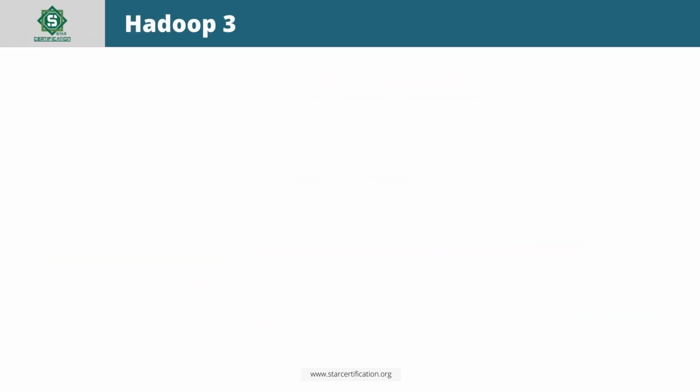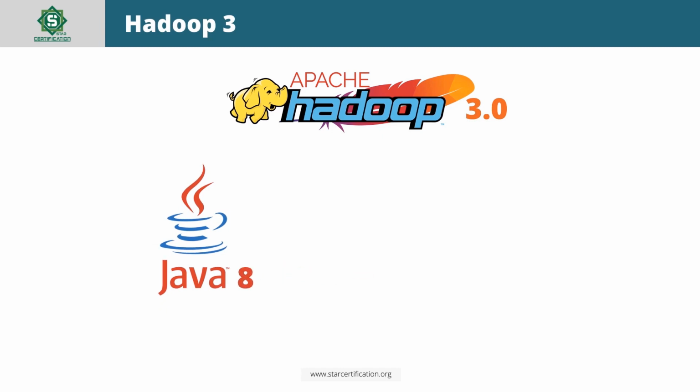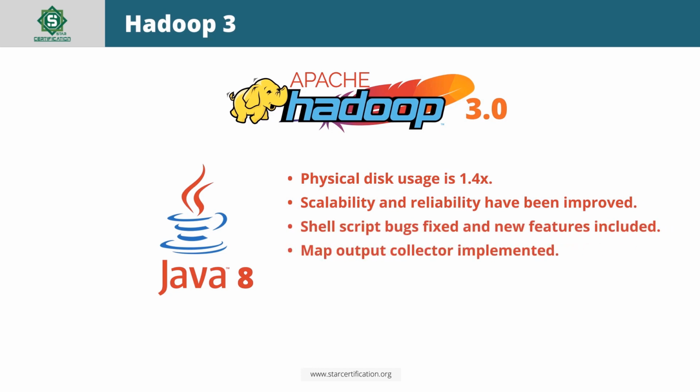Hadoop 3. The latest version of Hadoop is 3.0. The minimum version of Java required is Java 8. Physical disk usage is 1.4x. Scalability and reliability have been improved. Shell script bugs fixed and new features included. Map output collector implemented. Two or more than two name nodes supported.